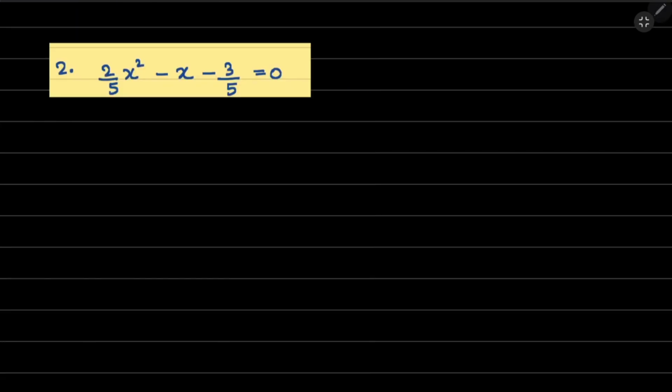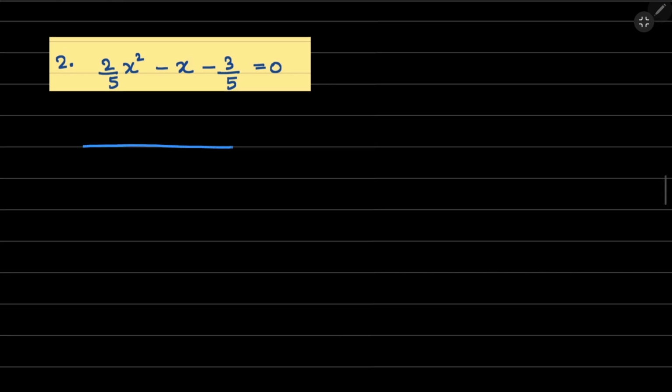So let's see this next question. 2 by 5 x square minus x minus 3 by 5. So here you have fractions. So the easiest way to do is we can take an LCM. So the LCM is 5. So the numerator becomes 2x square minus 5x minus 3 equal to 0.